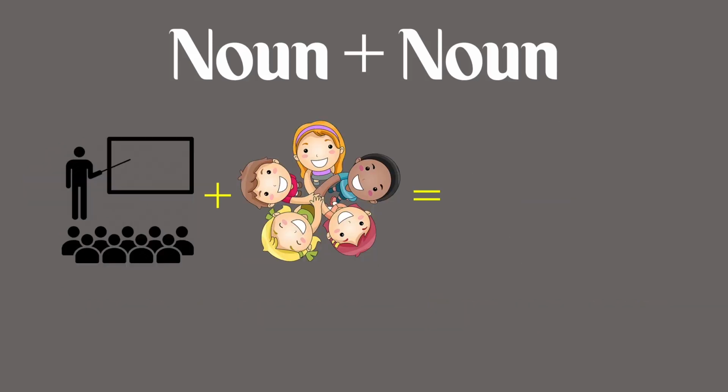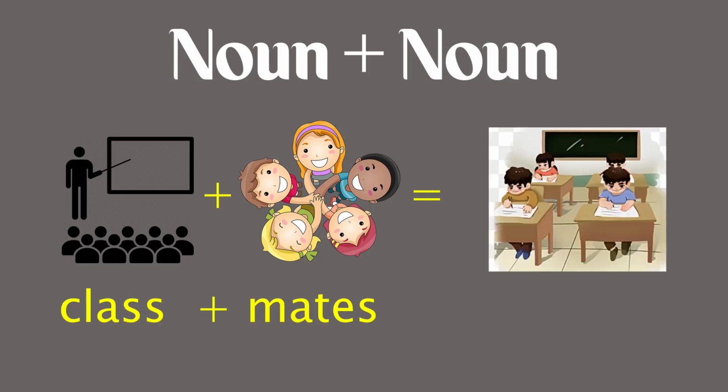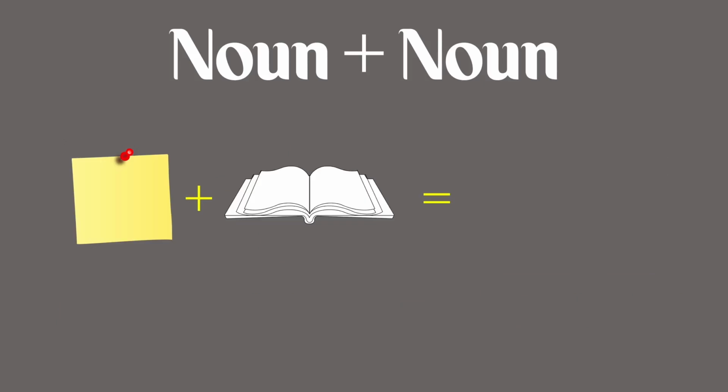I think you have already got the answer. The first picture is class and the second one, mates. That means friends. So it creates classmates. Can you guess this one? It's too easy. Yes, first picture is note and second one, book.